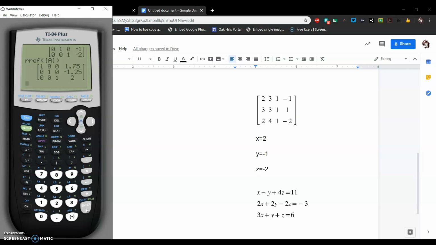And here we go. This time we can see that we have some decimals here. That's okay. They're nice decimals. 1.75, -1.25, and 2. And I can tell I'm correct because over here on the left, I still have that identity matrix. 1, 0, 0, 0, 1, 0, 0, 0, 1. So as long as you're still getting this identity matrix on the left-hand side, these will be your answers. 1.75, -1.25, and 2.